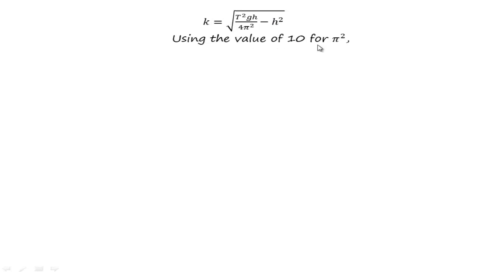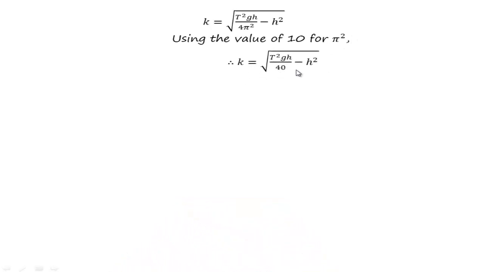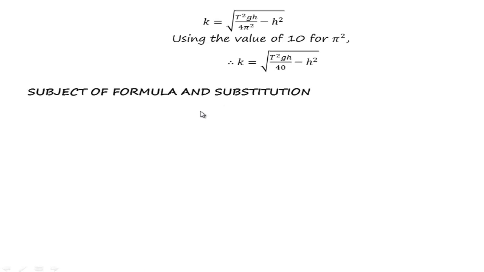Using the value of 10 for pi squared, wherever you see pi squared, you put 10, which is 4 times 10 here, which is 40. That's why you get something like this. And I believe it's very simple. Let's go to the subject of formula and substitution.